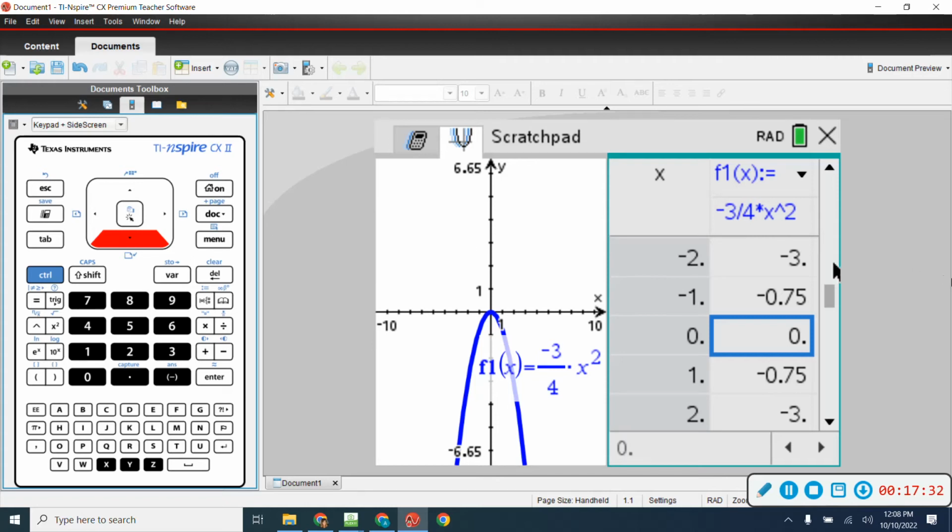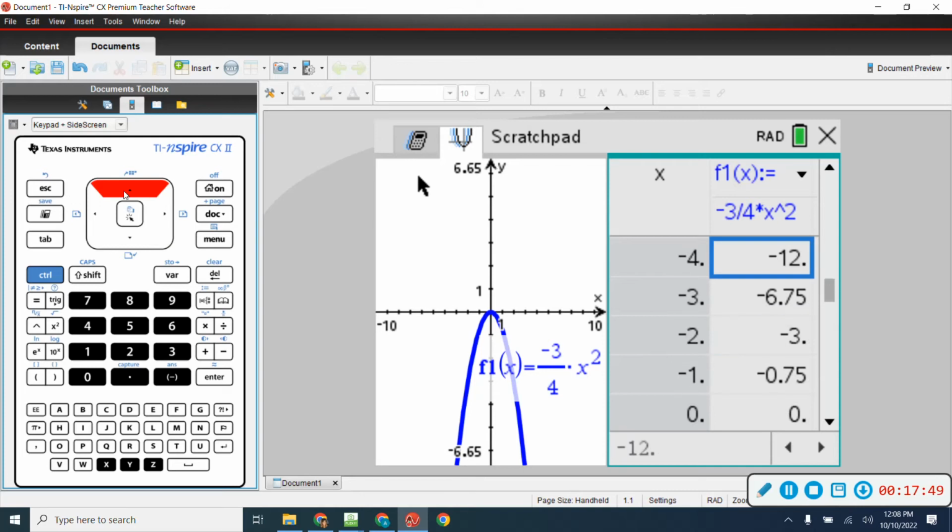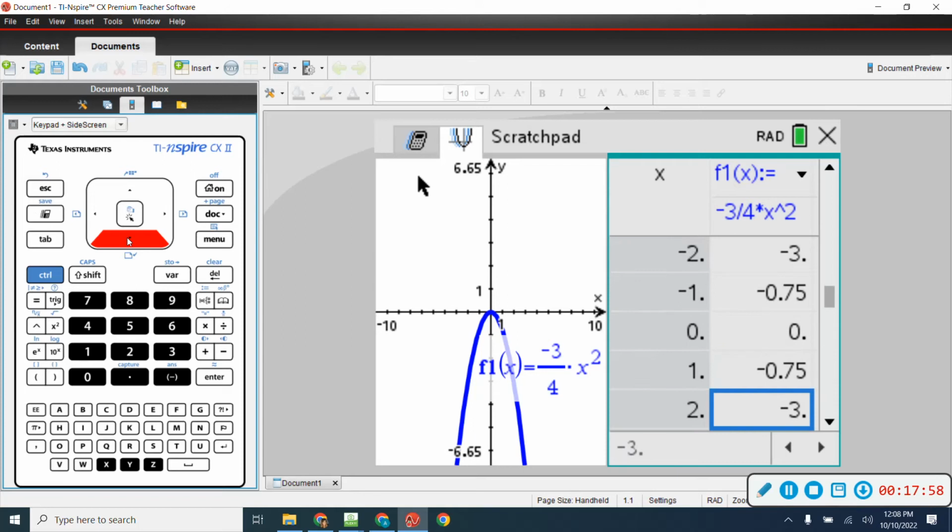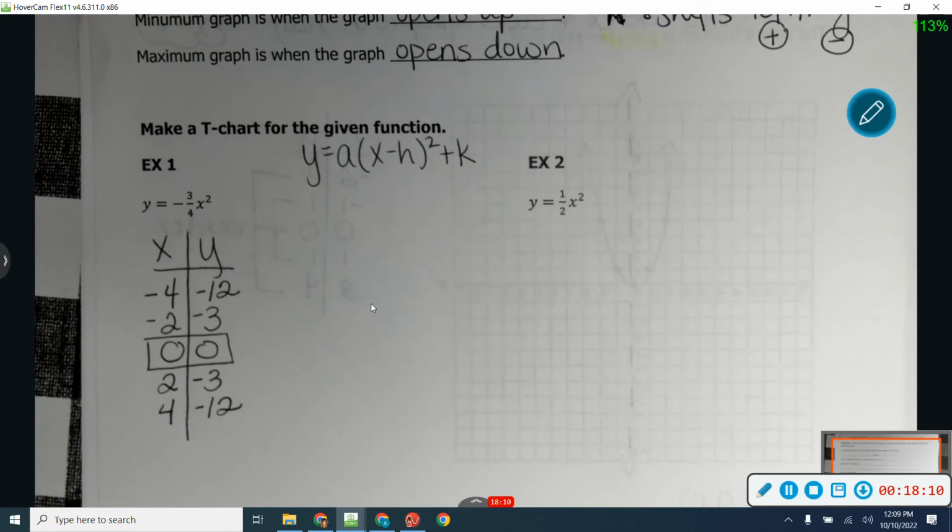And I'm going to verify that that is my vertex. How do I verify it's my vertex? Those y values repeat. Okay? Can I use -1 in my table? No. So I'm going to skip it, and I'm going to use -2, -3. And I'm going to keep going until I get the next whole number for my y values, which is -4, -12. Then I'm going to go in the opposite direction. I'm going to get 2, -3, and then 4, -12. Are you good with that? Okay.